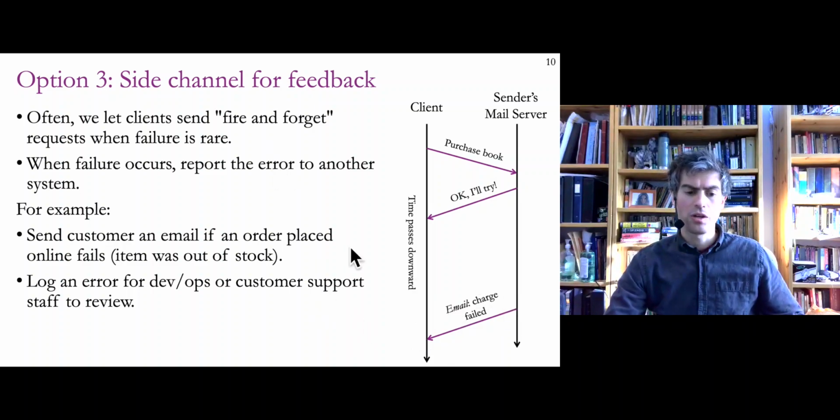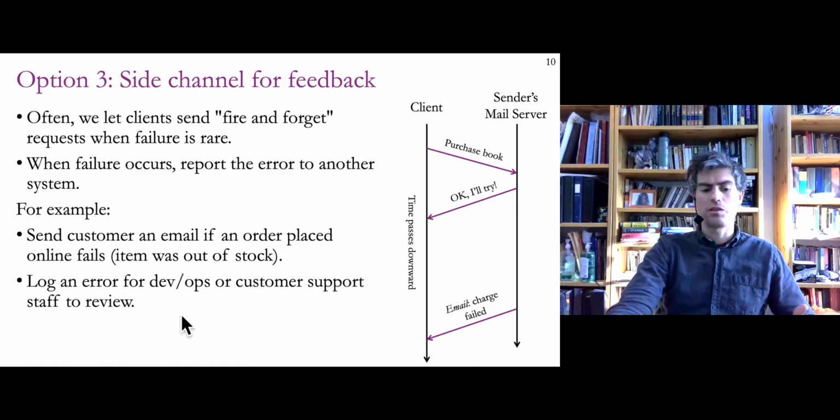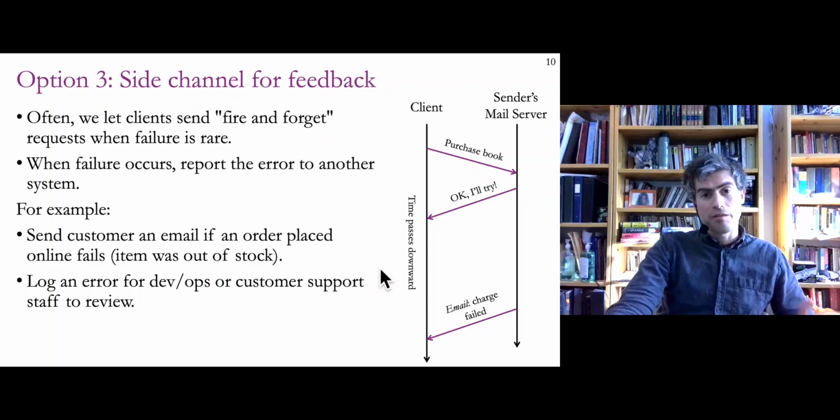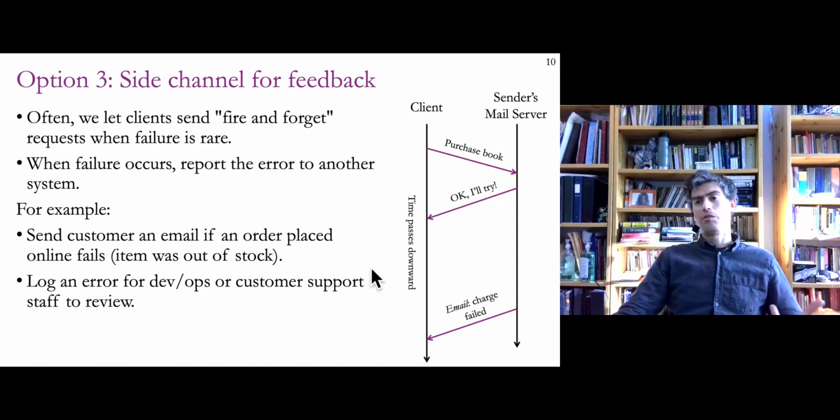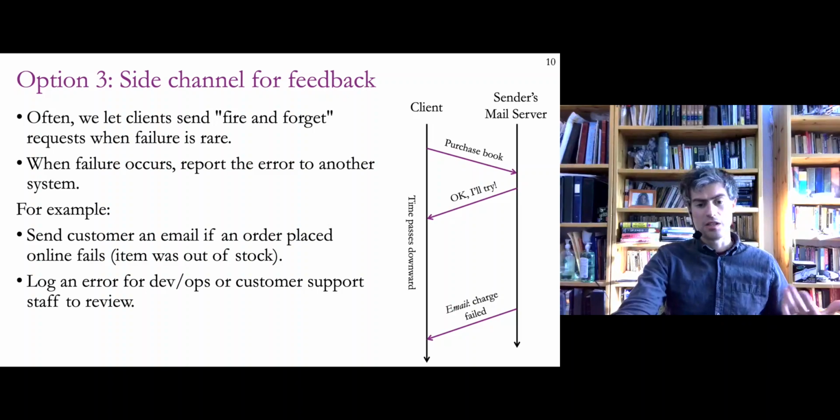The response also could come through in some kind of log that developers or operations staff or customer support staff at the company are looking at. So the point is this works really well for unlikely failures. If we expect these things to succeed most of the time and once in a while they'll fail, and when they do fail, a person should deal with it individually, then we can use one of these side channels for the feedback.